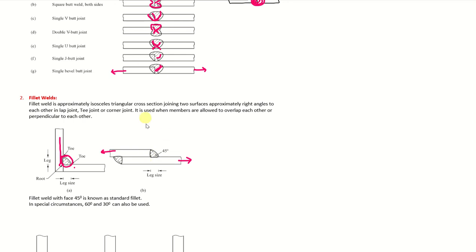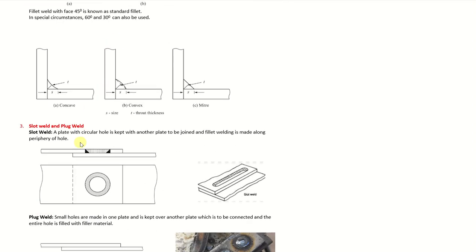Fillet weld with 45 degree face is known as the standard fillet. In special circumstances, we can also use 60 degrees and 45 degrees. You can see 45 degrees here is the angle of the weld. And other types are concave, convex, and miter. Here, concave refers to the shape like this.